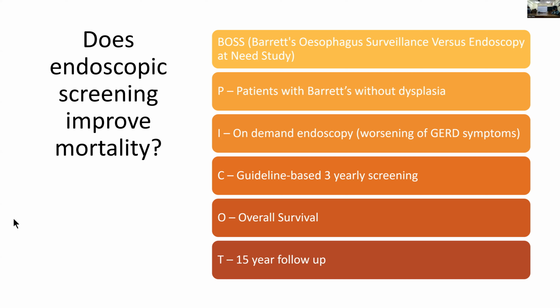In this trial, they looked at patients with Barrett's esophagus without dysplasia. They randomized them into 2 groups. One group, the control group, got the guideline-based screening every 3 years. The intervention group got only on-demand endoscopy, meaning if the patient had worsening of the GERD symptoms, then they would have an endoscopy. But otherwise, they were not given 3-yearly endoscopies. And the outcome they looked at was overall survival. They had a median follow-up of 15 years.